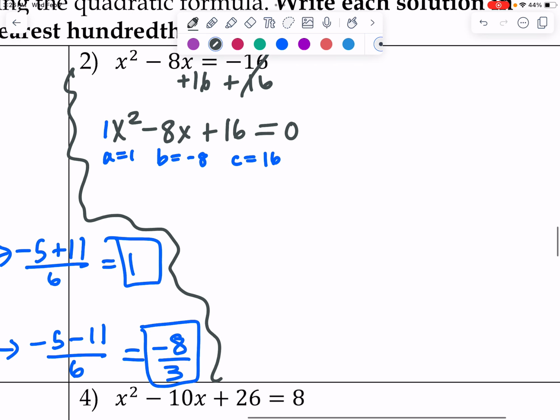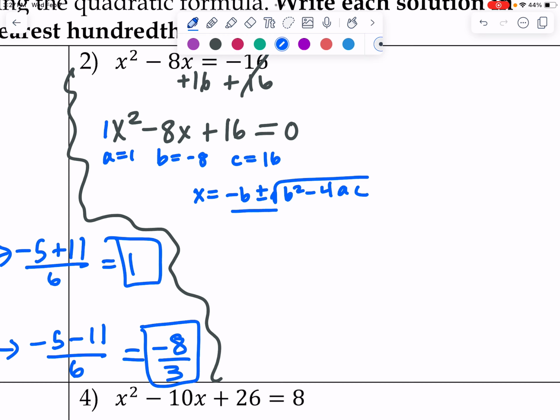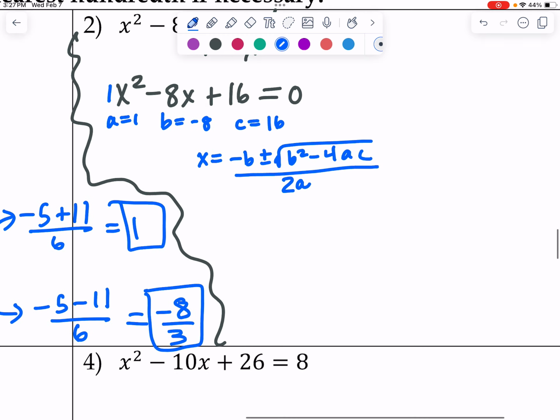Okay, and so x equals opposite b plus or minus the square root of b squared minus 4ac all over 2a. All right, so our b value this time is negative 8. And the reason why I say opposite b is because the opposite of negative 8 is just positive 8. And so instead of writing negative 8, I'm just going to write positive 8.